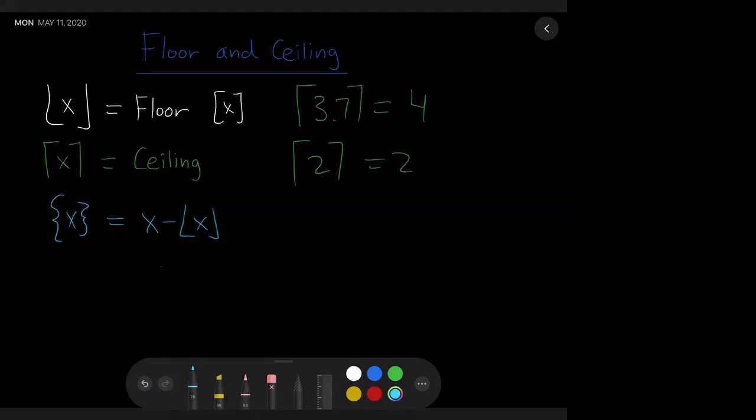What does this mean? So the fractional part of 3.7 is equal to x minus floor of x. So that means, you should know this pretty easily, this changes to 3.7 minus 3, and our fractional part comes out, which is 0.7. Fractional part's pretty easy to understand.